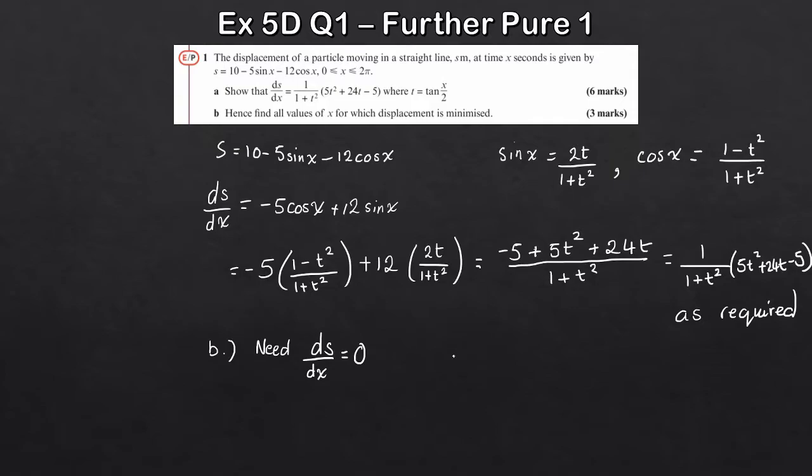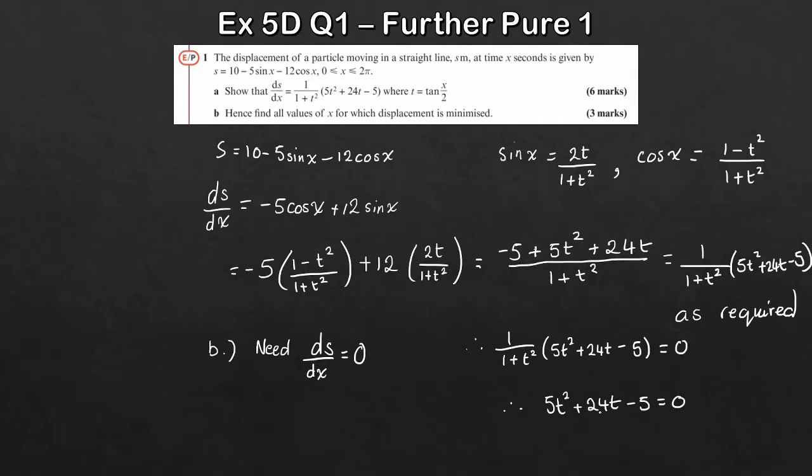equals 0. So in other words, what we're saying is that 1 over 1 plus t squared times 5t squared plus 24t minus 5 is equal to 0. That's what we're saying. So straight away, if I time through by this denominator, this 1 plus t squared, that will just disappear, because anything times by 0 is 0. So what we're saying is 5t squared plus 24t minus 5 is equal to 0.